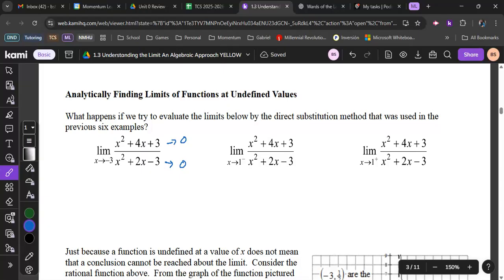Let's see, we'll do this one. Plug in 1. I'm going to get 1 plus 4 plus 3 is 8. 1 plus 2 is 3 minus 3, 0. Uh-oh. I'm going to plug in 1 again, but this time from the positive. It's the exact same thing. I'm going to get 8 and 0 because I'm still just plugging in 1. So what's the problem here?